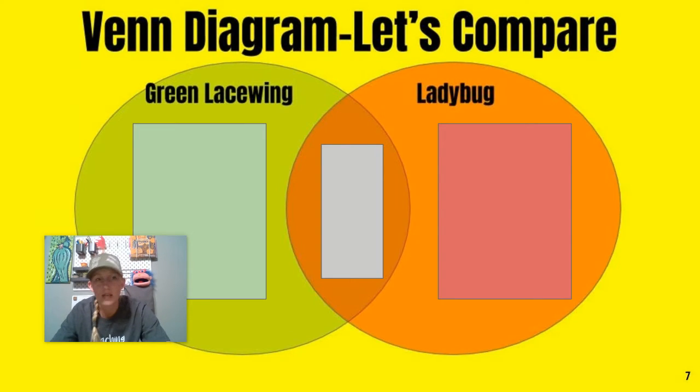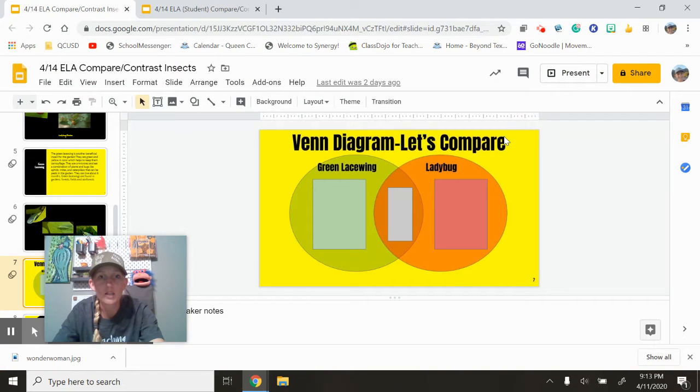So what we're going to do today is we're going to fill out this Venn diagram, a digital one again. And you have worked with these before, but I'll just remember to go over some of the tips to help you when working with this digital Venn diagram. So let's go ahead and compare the green lacewing and the ladybug. So remember, what's different is on the outside and what's the same is on the inside. So I'm going to start with what's the same.